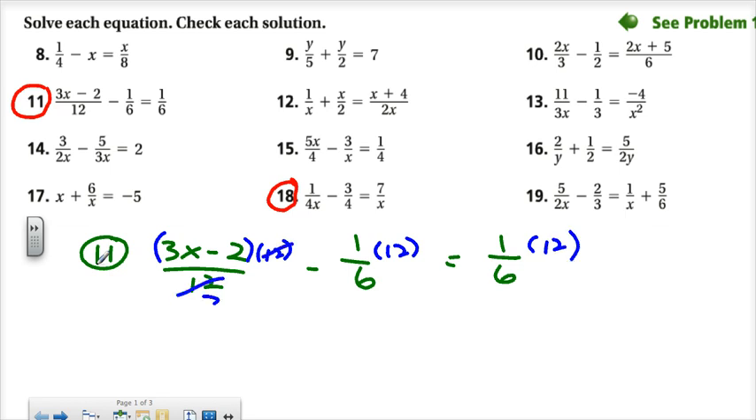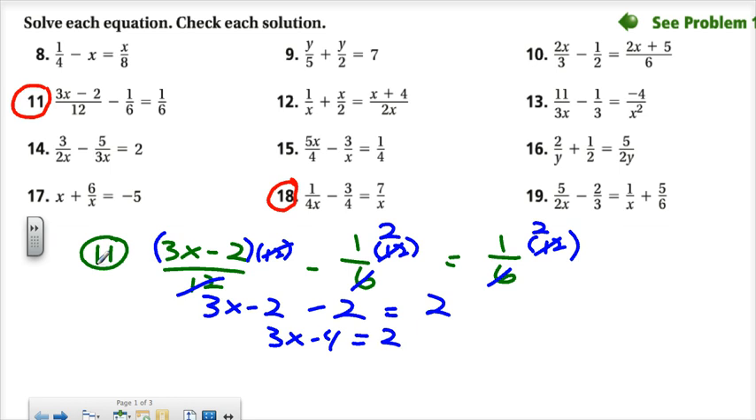These 12s will drop out and we will get 3x minus 2. This 6 and this 12 will reduce to 2, so that'll be minus 2. And then this 6 and this 12 will reduce to 2. So we have 3x minus 4 equals 2. By simplifying, we would add 4 to both sides, and then we would divide by 3. And we would get x equals 2.